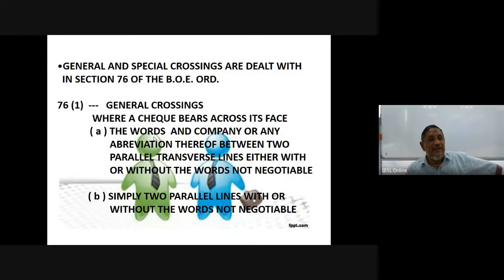Section 76(1) says, what is a general crossing? Where a check bears across its face the word "and company" or any abbreviation thereof between two parallel transverse lines, either with or without the words "not negotiable," it is called a general crossing. Writing two parallel lines on the face of the check constitutes a general crossing. Simply two parallel lines with or without the words "not negotiable" is very important. Right? With or without the words, and it should be open, not negotiable. Right?